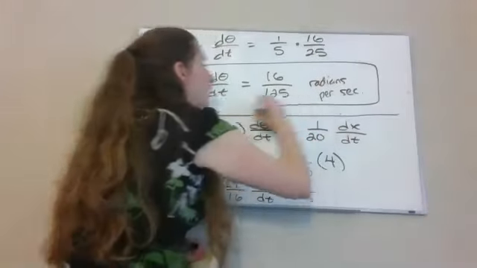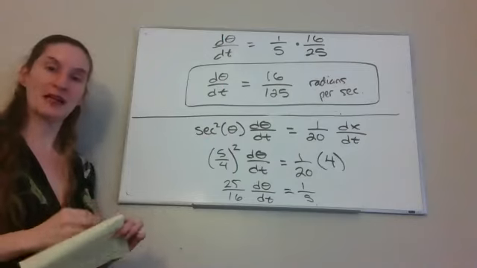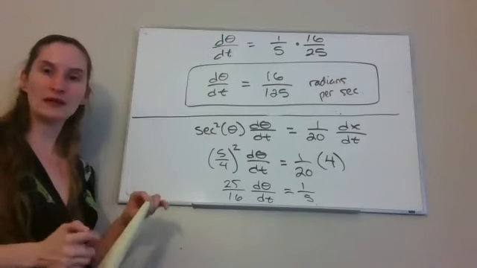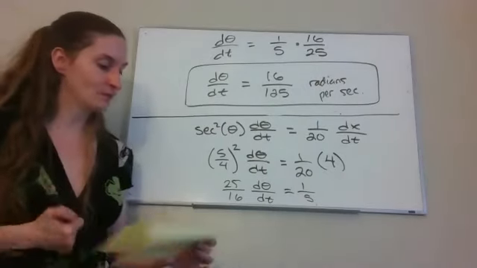So the angle is rotating at 16 over 125 radians per second. That tells us how quickly the searchlight is turning to keep focused on this man.